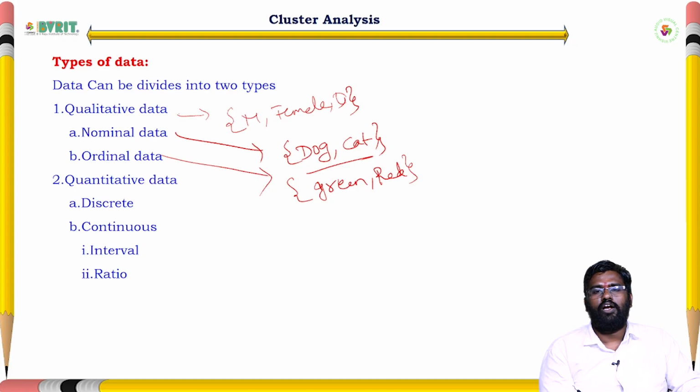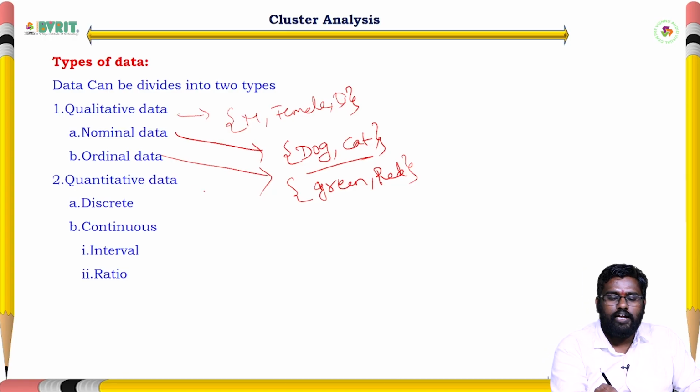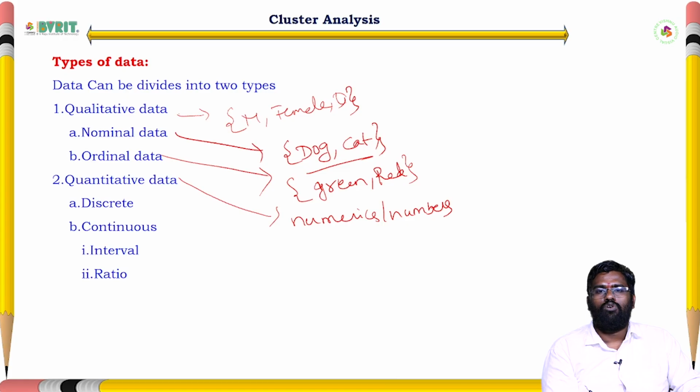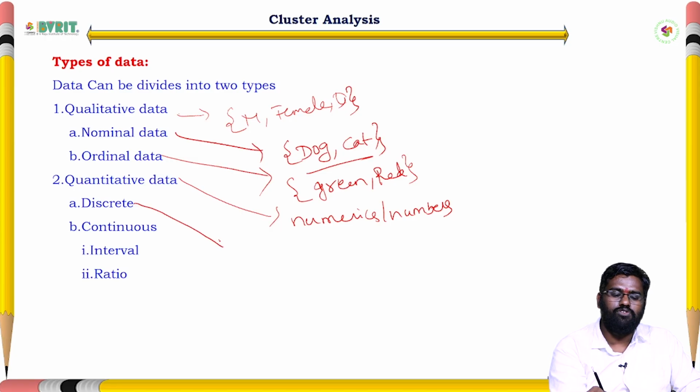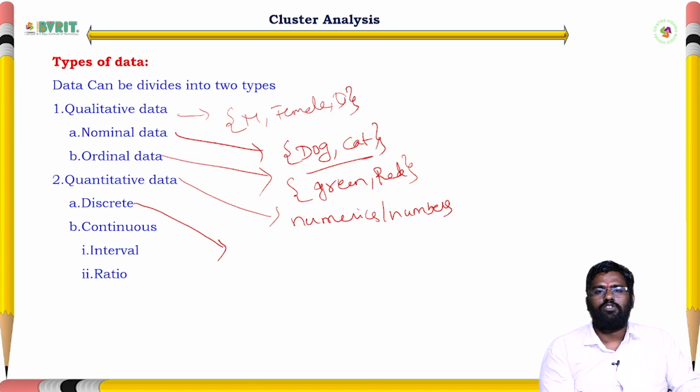Coming to quantitative data. Quantitative data contains continuous data, in the form of numerics or numbers. That is qualitative data and quantitative data. It contains two types of things, discrete data and continuous data. Discrete data means the values are differentiated from one thing to another. Continuous data means the values increase continuously.